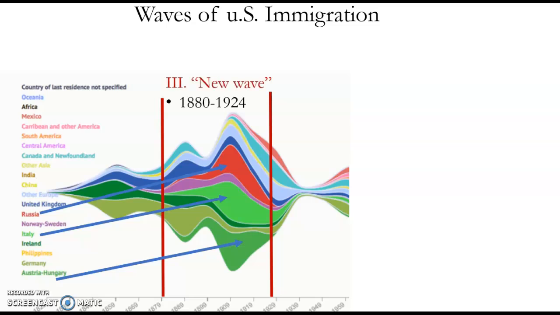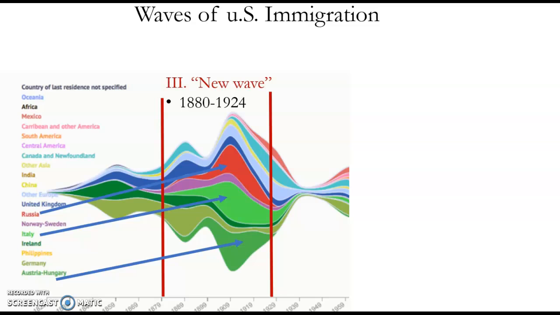The next wave we'll look at is known as the New Wave. And you can see here this growth in immigration. One of the earlier slides we looked at showed that around 1910, 1920, about 14% or so of the United States population was foreign born. And you can see the swelling during this period of time.